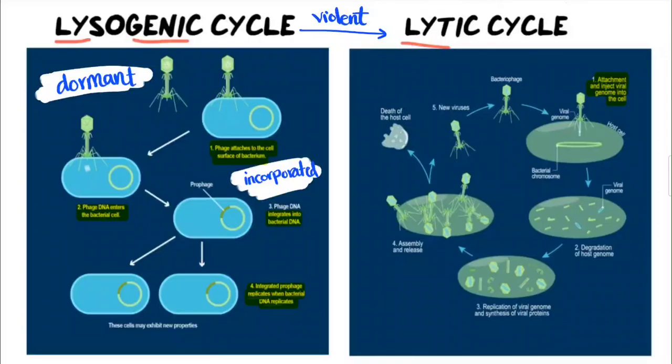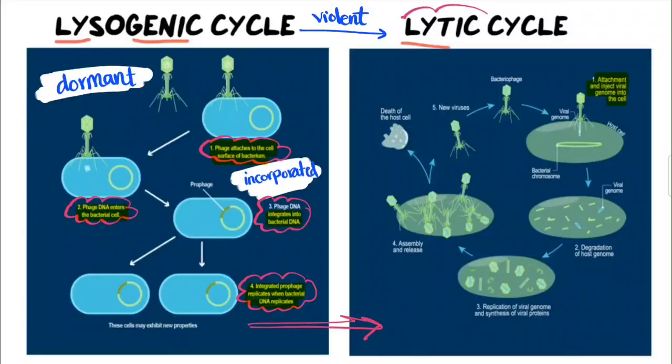So again, a summary of the lysogenic cycle. The phage attaches to the cell surface of the bacterium and injects its DNA into the bacterial cell. It becomes integrated or incorporated into the bacterial DNA. Then replication occurs when the DNA replicates, followed by host cell damage when the virus is in the state to be activated. The amount of repressor proteins decreases and the virus enters the lytic pathway. This is not the end. This is just the start of another cycle called the lytic cycle.